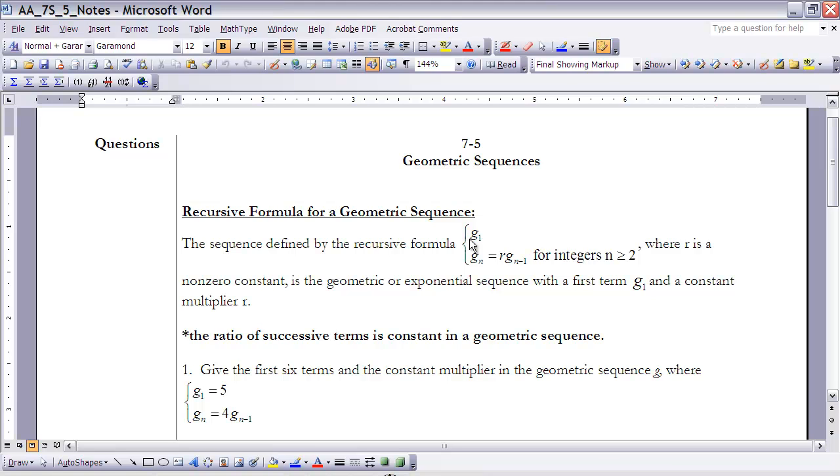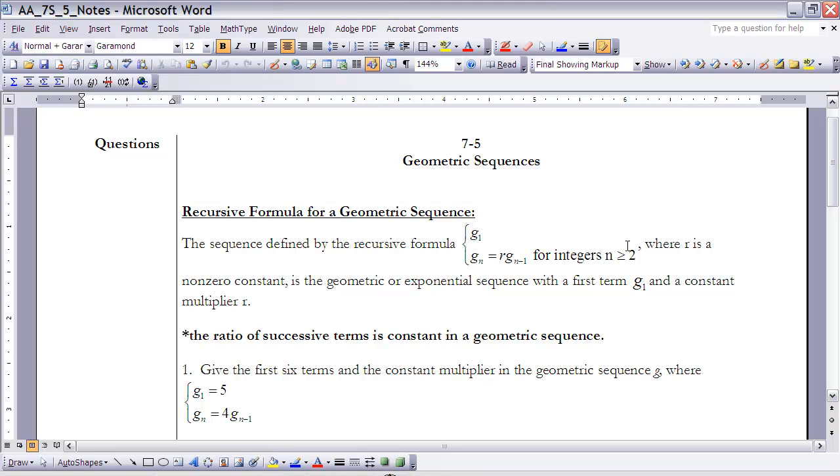Today we're going to look at a different type of sequence, which we call a geometric sequence. The first thing we want to do is look at the recursive formula for a geometric sequence. The rule for a geometric sequence is g sub n is equal to r times g sub n minus 1 for integers n greater than or equal to 2.